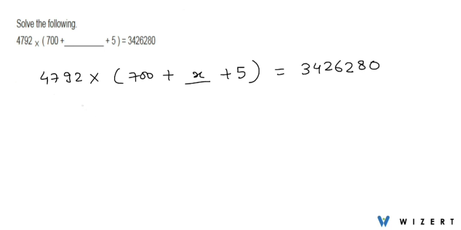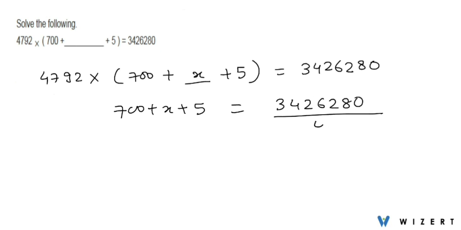this equation. So if we move 4792 to the right hand side, then it will become division, because here it is in the multiplication sign. So we can write 700 plus x plus 5 will give this value. So divided by 4792, this division will give 715.